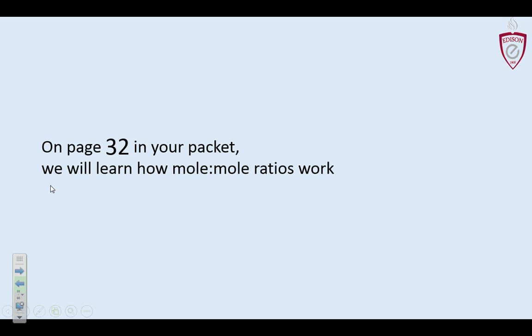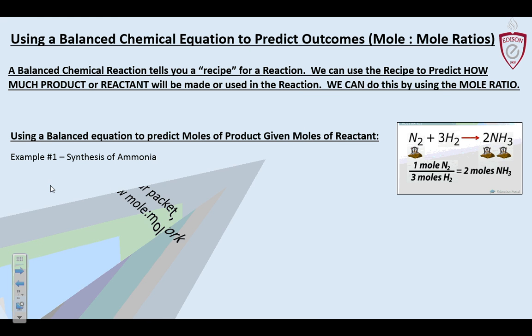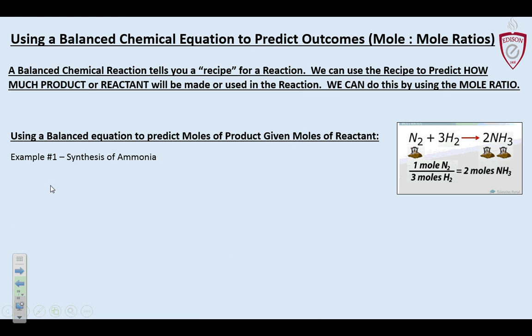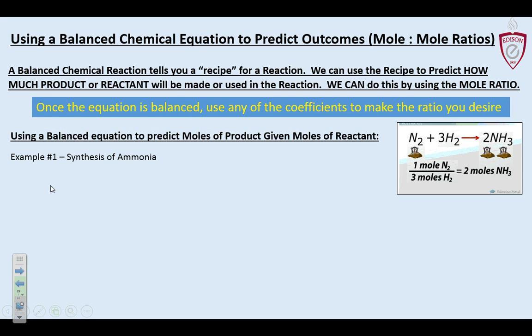Page 32. We're going to use a balanced equation to predict how much stuff comes out. Well, mole to mole ratio, really. So if I change one of them, how is that going to affect the outcome? We're going to use balanced equations and their ratios of moles to see inputs and outputs. Once the equation is balanced, use any of the mole coefficients to make the ratios that you desire, and then we let units guide our work, just like we've done with gram to mole, moles to gram conversions.